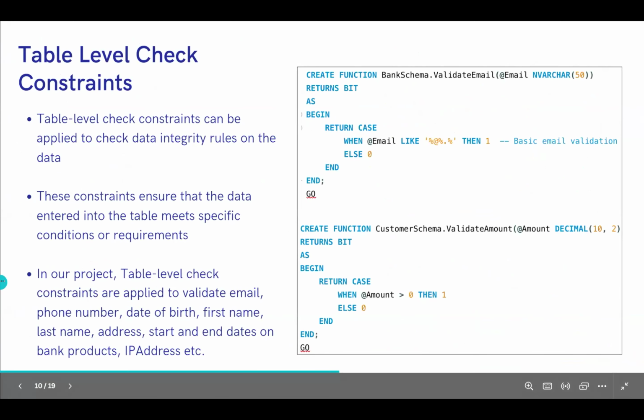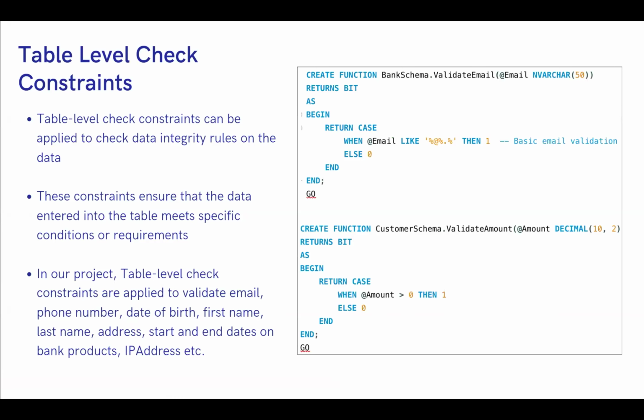Thank you, Sagar. To enforce data integrity, we created table level check constraints. As Sagar mentioned in the create table slide, to enforce check constraints we use table level check constraints using functions. A few of the check constraints are validate email, to see that the email contains @ and is valid, and validate amount. Whenever a customer is transferring money to another account, the amount being transferred should be greater than 0.